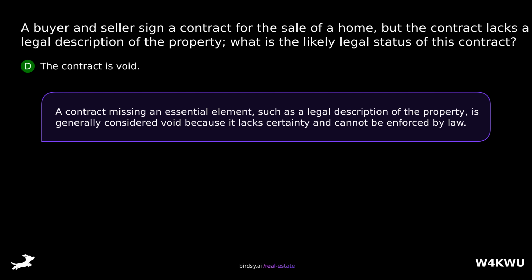A contract missing an essential element, such as a legal description of the property, is generally considered void because it lacks certainty and cannot be enforced by law.